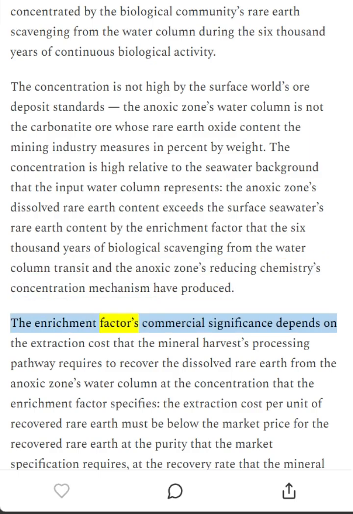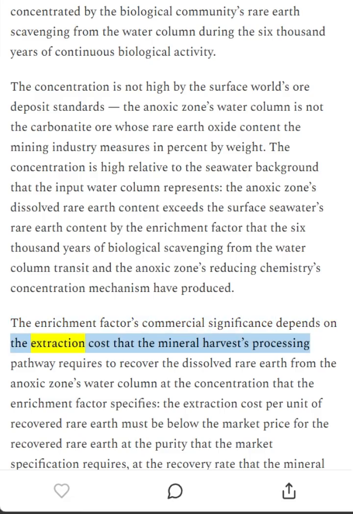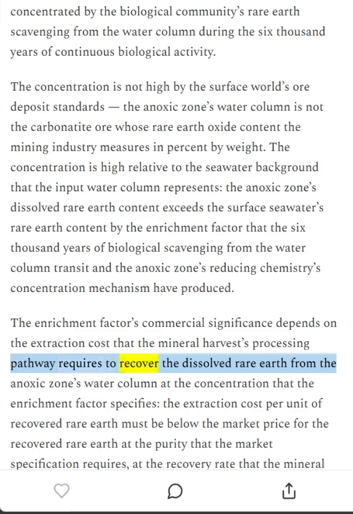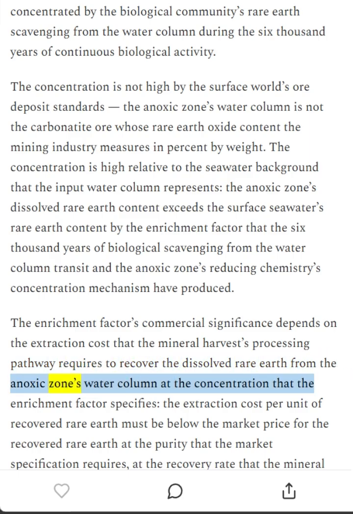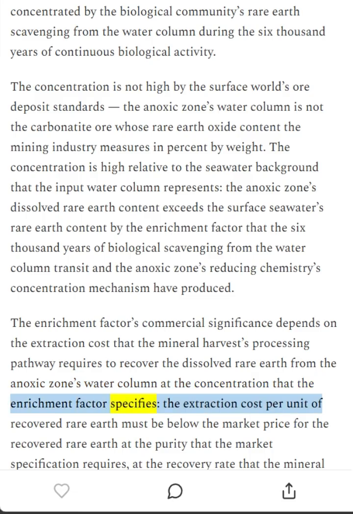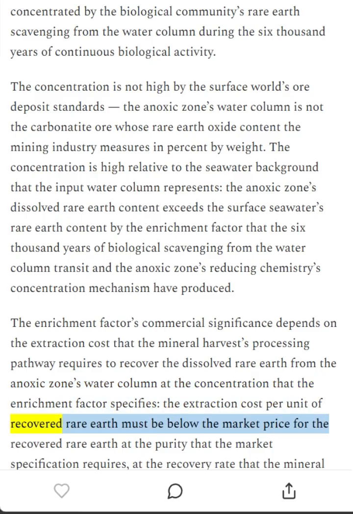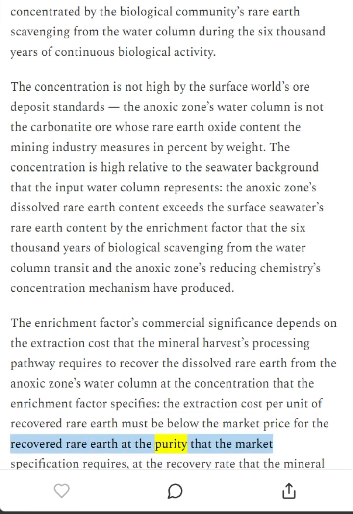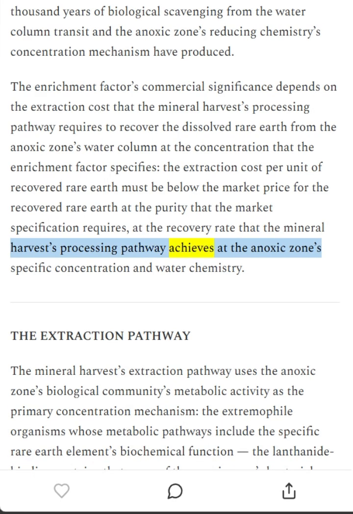The enrichment factor's commercial significance depends on the extraction cost that the mineral harvest's processing pathway requires to recover the dissolved rare earth from the anoxic zone's water column at the concentration that the enrichment factor specifies. The extraction cost per unit of recovered rare earth must be below the market price for the recovered rare earth at the purity that the market specification requires, at the recovery rate that the mineral harvest's processing pathway achieves at the anoxic zone's specific concentration and water chemistry.